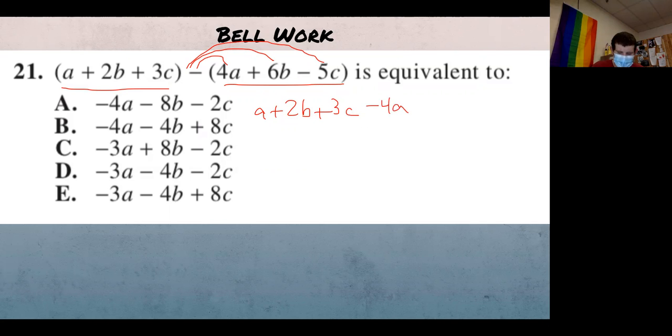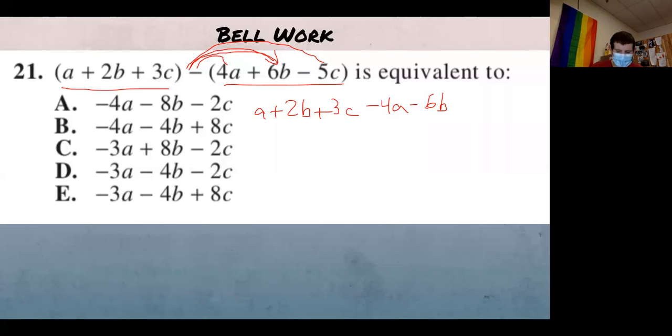Now, what I'm going to do next is I have to subtract, look at that, I'm subtracting that middle term as well. So I'm going to subtract 6b. And this is where a lot of you made your mistake. You just did the minus 4a and then you added 6b. But we're actually subtracting 6b also because that distributive property means we're subtracting each one of those terms.